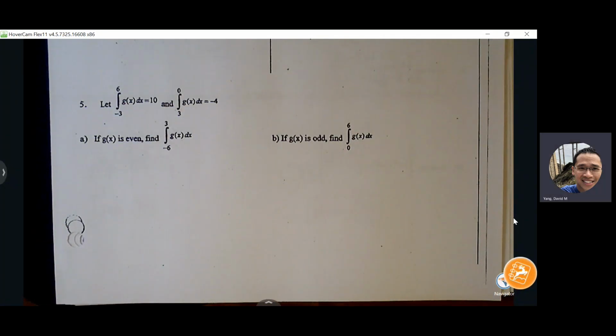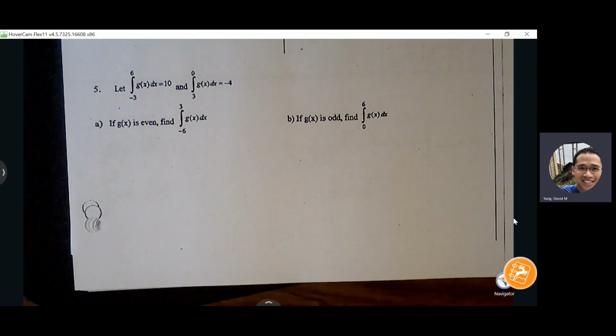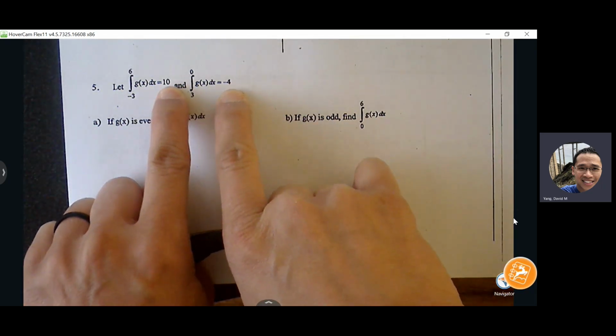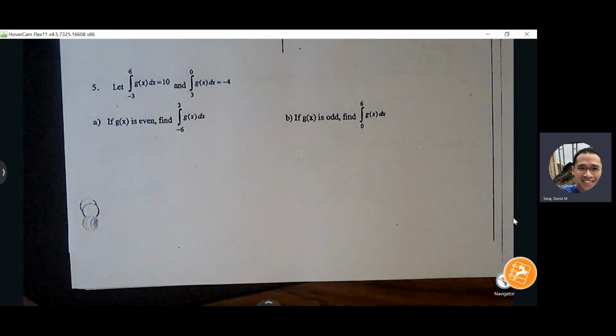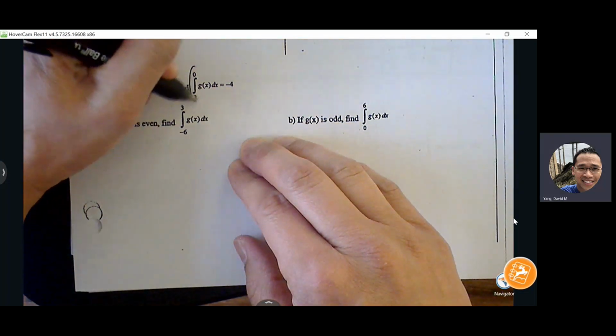Number 5. The first thing we want to do with even and odd functions is start with the property with the smaller interval. Don't look at the value here. Look at the interval. Which is a shorter interval? -3 to 6 or from 3 to 0? 3 to 0. So this is where we start.